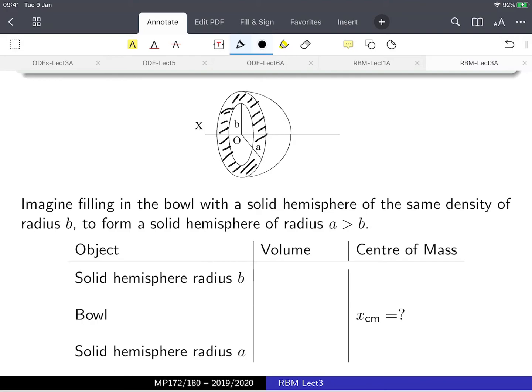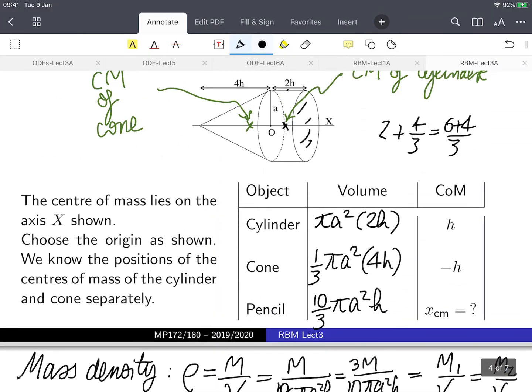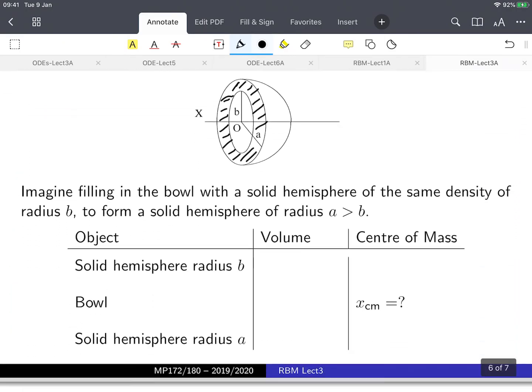Oh, I forgot to say something. Here I should have made it clearer, right? That's the middle of the cylinder. And here, that's 1/4 height from the base. So those tables are very handy. Let's do it here now.